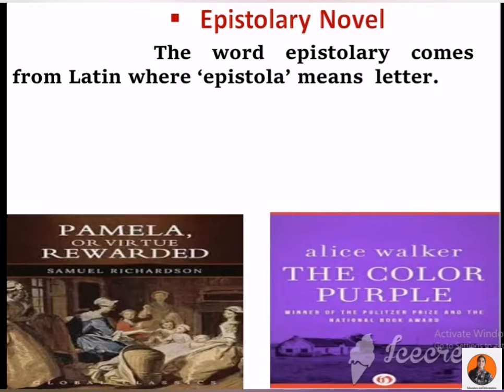The word epistolary comes from the Latin word epistola, which means letter.